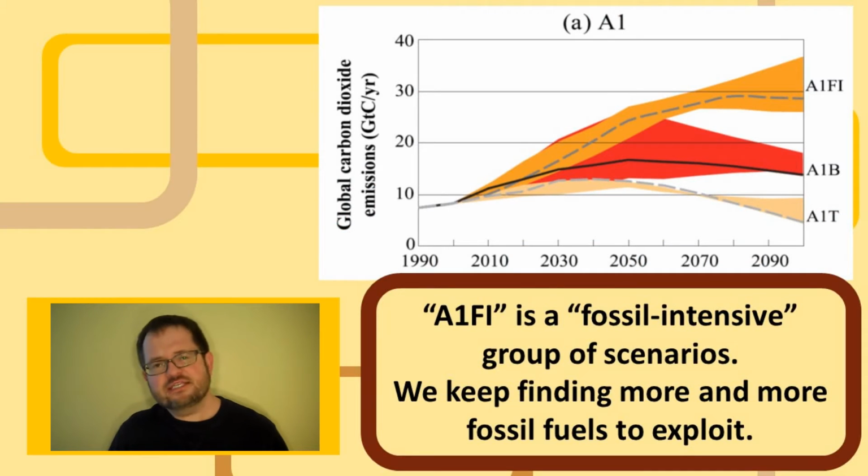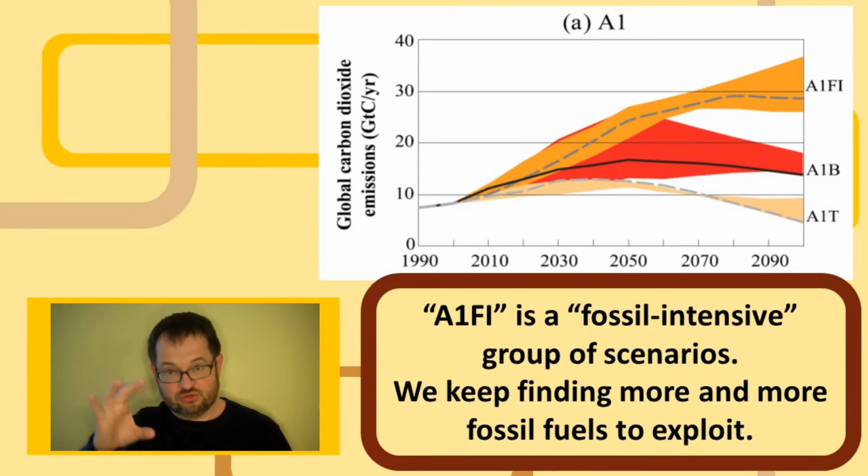Here's A1. This is the one that's most like the world we live in now. If we look, these are the carbon dioxide emissions in gigatons of carbon per year over the next 100 years, until the end of the 21st century. You can see that there are 3 main scenario groups, and within them there's a little bit of range, as each of the possible scenarios has a certain range of outcomes.